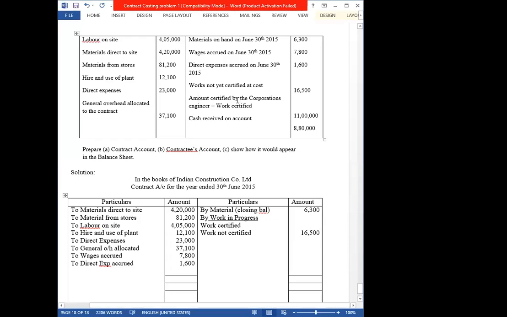Next is amount certified. This is nothing but work certified. How much is the amount? The amount of work certified is 11 lakhs. Okay, so 11 lakhs are given. Next, after this, what is the item? Cash receipt. So cash receipt will not come here.